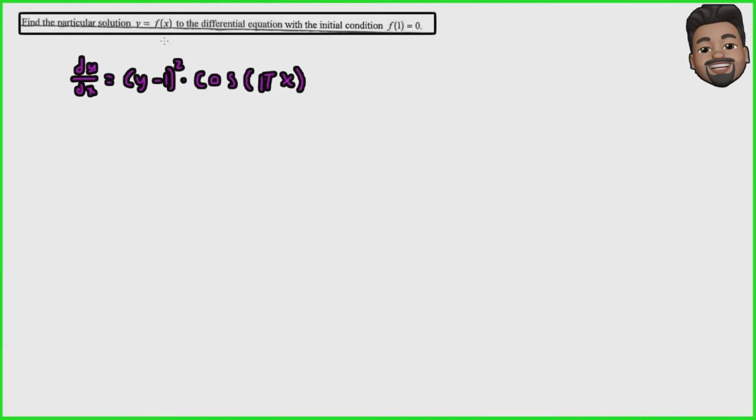I wrote it out here. Find the particular solution y equals f of x. We've got to find the original with the initial condition. So we've got to do all of that process. So what do we got to do? Well, just like normal, hopefully this part's starting to become more routine. That's kind of my hope.